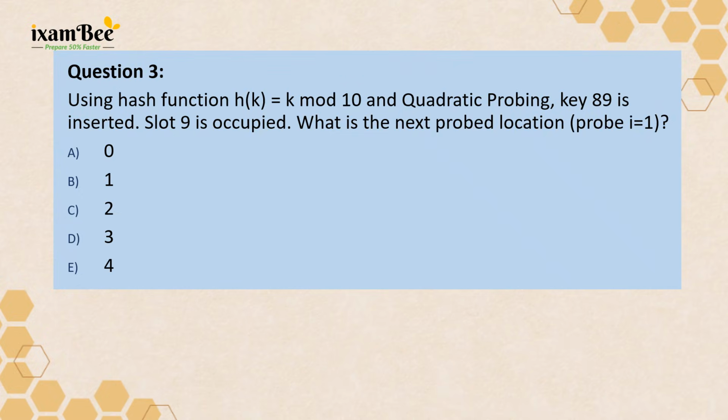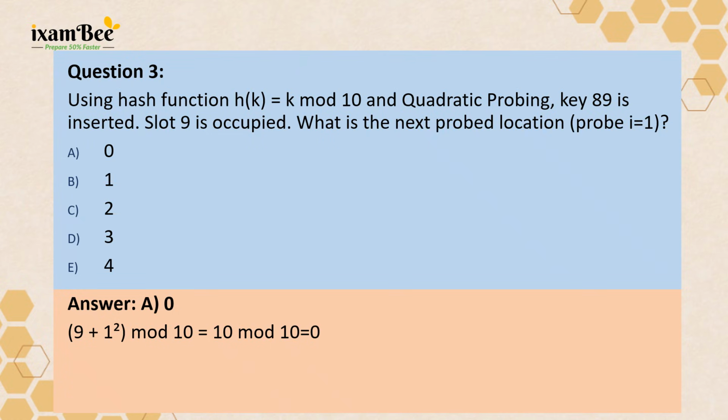In this question, using hash function k mod 10 and quadratic probing, key 89 is inserted. Slot 9 is occupied. So what is the next probe location where probe i value is given as 1? Here the answer is A, 0. It is going to be calculated as 9 plus 1 square mod 10. We are doing 1 square because the probe value i is given as 1 and we are using quadratic probing. So finally, we would have 10 mod 10 which is equal to 0.